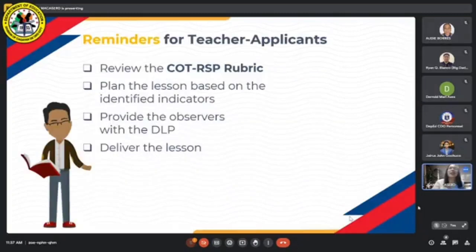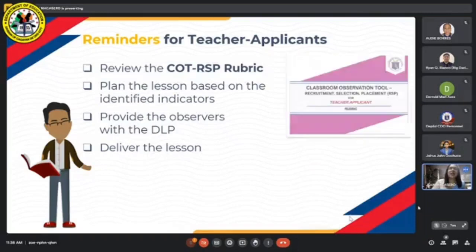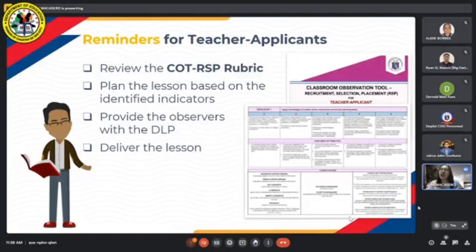Sige. So, reminders for teacher applicants, review the COT RSP rubric. Plan the lesson plan based on the identified indicators. Provide the observers with the DLP. Deliver the lesson. So, take note of that. So, mao ni siya ang this is the indicators, no? To be used during the COT RSP.